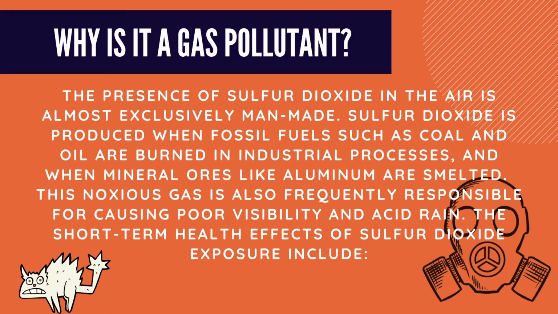Now, some of you might be wondering, why is it a gas pollutant? The answer is, the presence of sulfur dioxide in the air is almost exclusively man-made. Sulfur dioxide is produced when fossil fuels, such as coal and oil, are burned in industrial processes, and when mineral ores like aluminum are smelted. This noxious gas is also frequently responsible for causing poor visibility and acid rain.